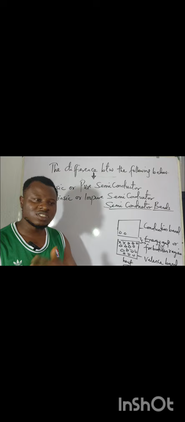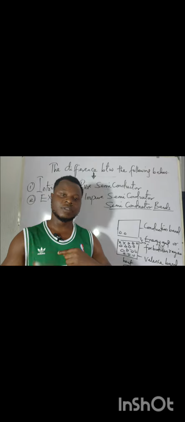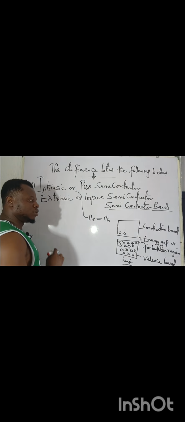Okay, so what if we have a case whereby the number of electrons in the conduction band is not the same as the number of holes in the valence band? This is when there is an application of impurities to that semiconductor. Okay, so therefore we can say that when the number of electrons in the conduction band is equal to the number of holes in the valence band, we are talking about a pure semiconductor.